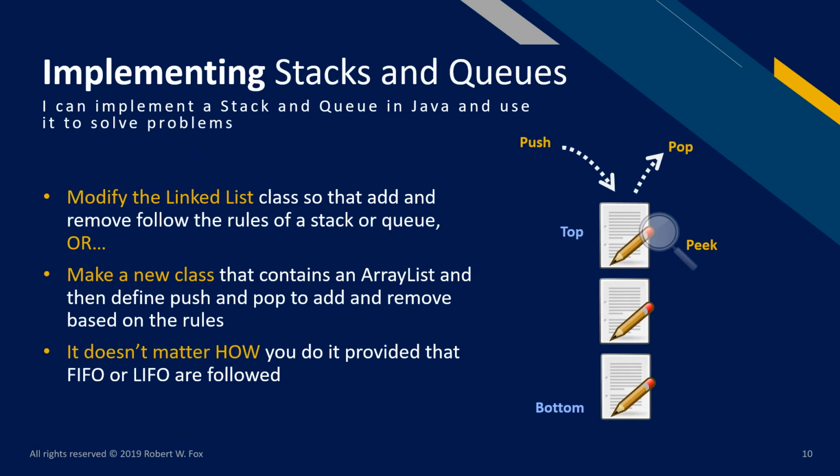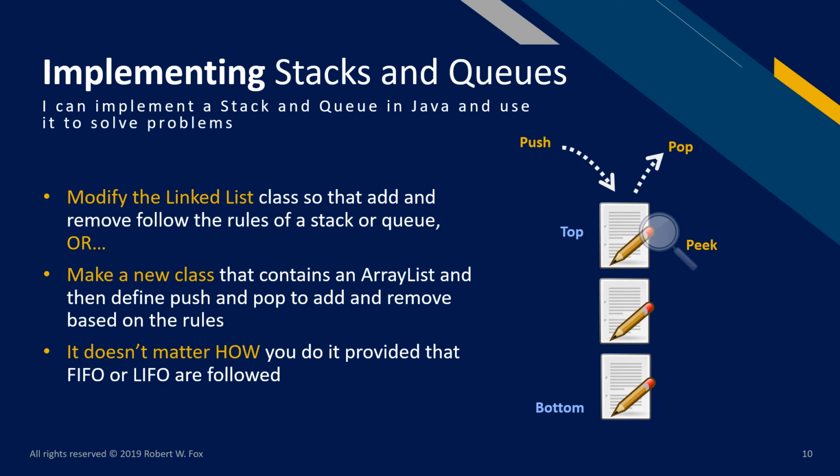Now that we have a basic understanding of how a queue and a stack work, the question then becomes, how could we implement such a thing in Java? And the answer is you really have a lot of choices provided you follow the adding and removing rules of a stack and a queue. For example, you could take the linked list class that we made and modify it, tweak the add method. So for example, for a stack, it only adds to the top and only removes from the top. Or for a queue, make it so it only adds at one end and removes from the other.